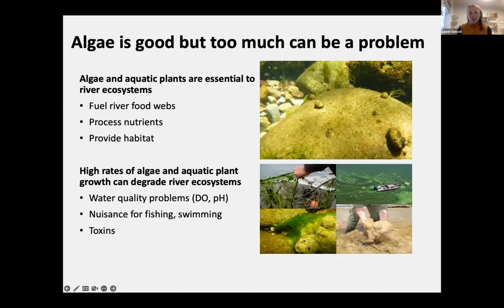As Desiree mentioned, algae is good, it's essential, but too much of it can be a problem. Algae and aquatic plants are essential to river ecosystems. They're a major part of the fuel for river food webs. They process and hold on to nutrients, they provide habitat. But when you have really high rates of algae and aquatic plants and high amounts of biomass, it can really degrade river ecosystems. It can cause water quality issues, and it can create a huge nuisance for fishing, swimming, and other water contact. And often these high rates of production are associated with species that produce toxins.